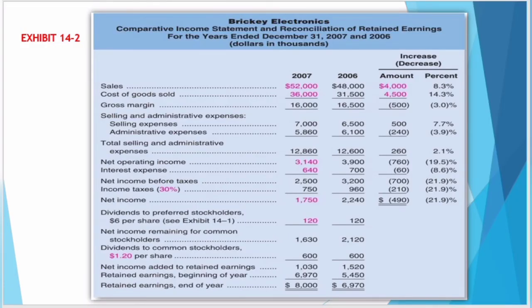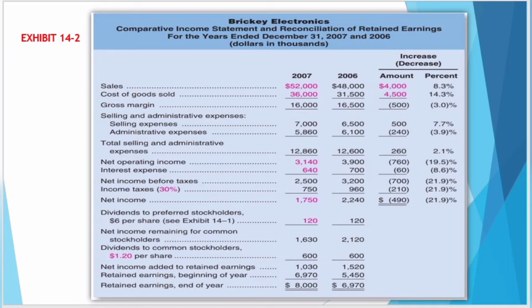So diri sa Exhibit 14-2, makita na diri nga Bricky Electronics Comparative Income Statement and Reconciliation of Retained Earnings for the year ended December 31, 2007 and 2006. So dollar in thousands. So sales guys, sales padulong sa net income. So makita na to nga na siya percentage, percent and amount. So ang formula ani is same lang ganina sa Exhibit 14-1, which is isubtract si 2006 and 2007 and the total amount which is divided in the year 2006 para makuha ang percent.